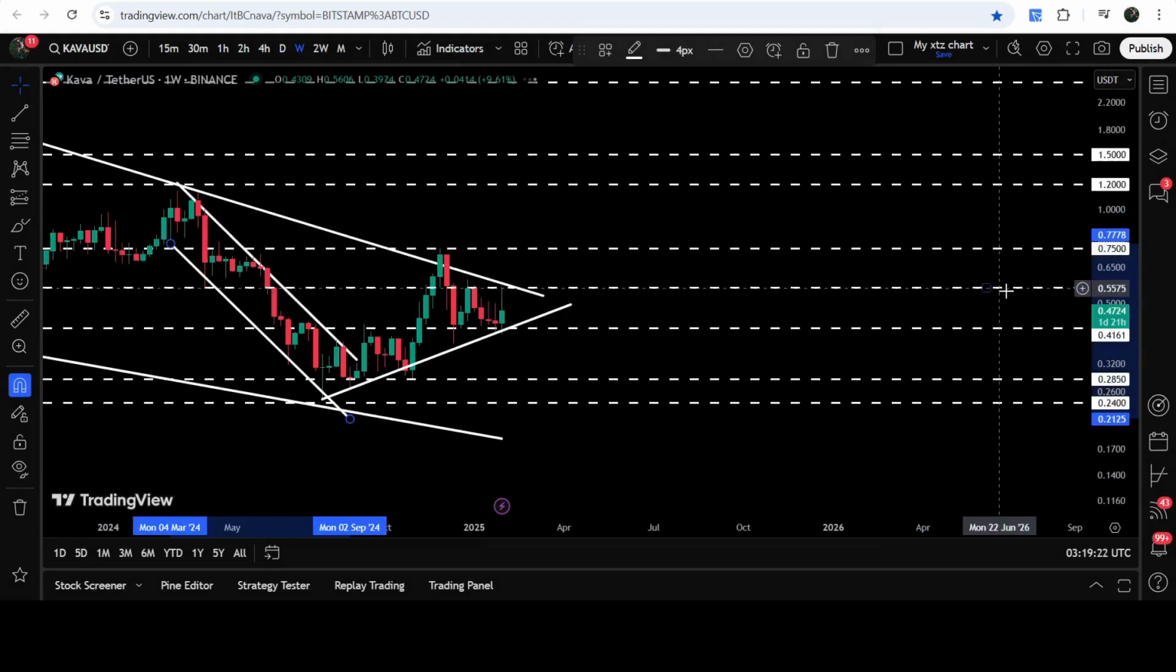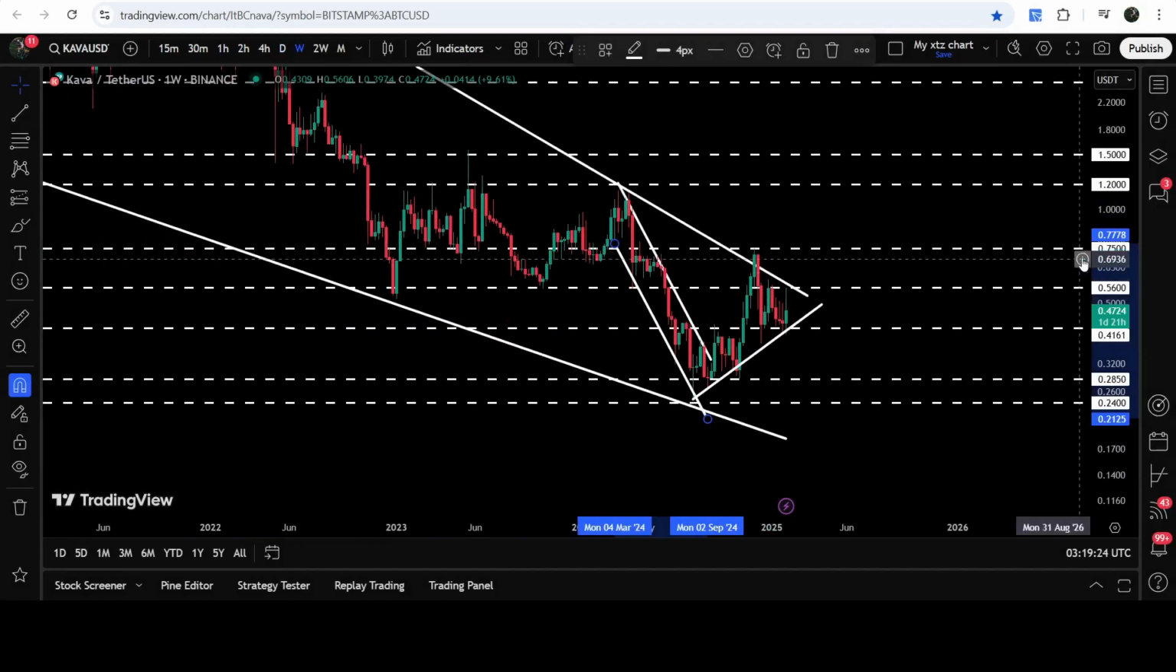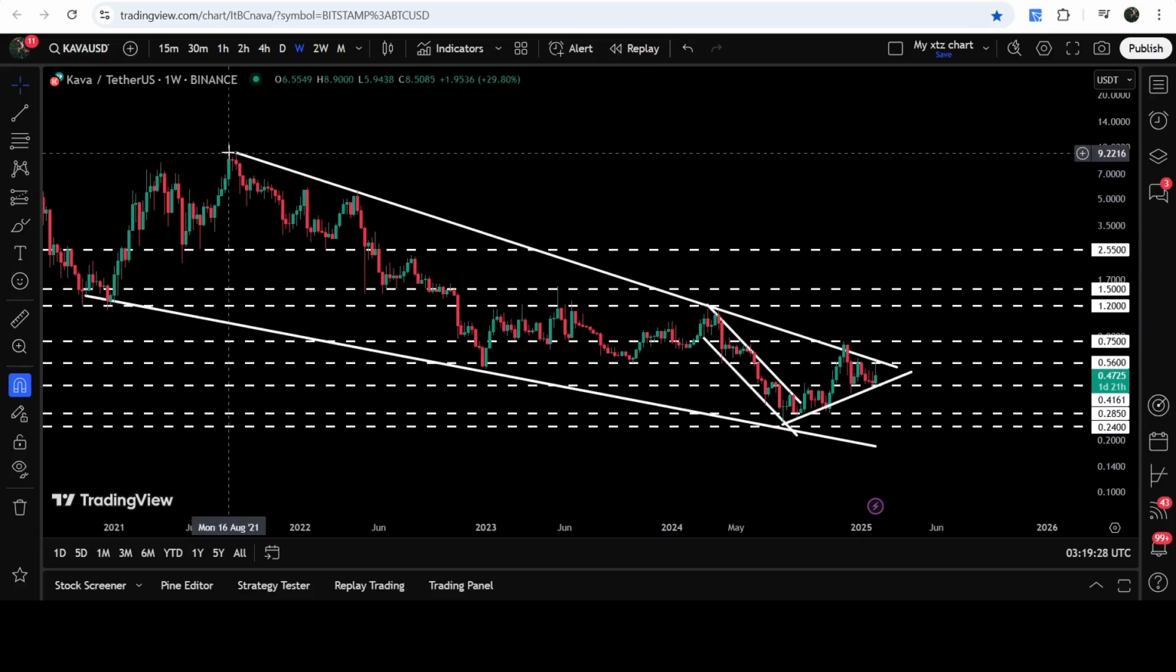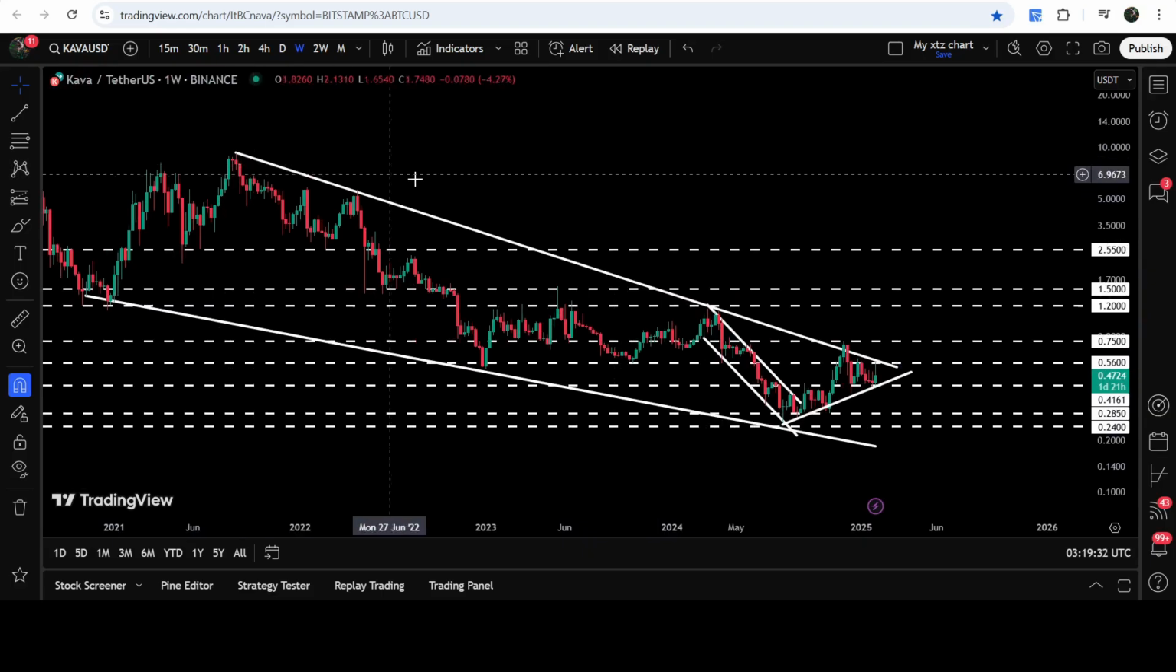Now, if the price then breaks out the resistance of this falling wedge pattern, then a long-term target for the breakout from this wedge will be here at the top of this wedge. That will be approximately at $10. So this was the update so far.